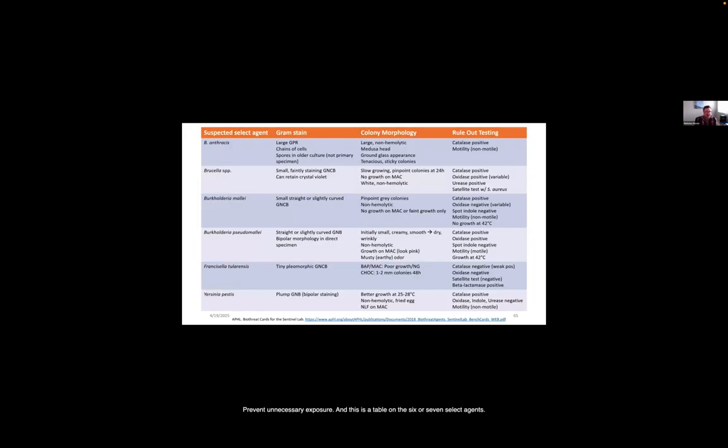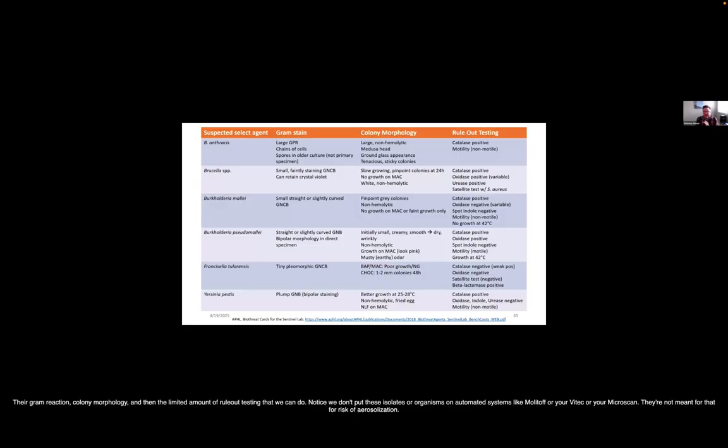And this is a table on the 6 or 7 select agents, their gram reaction, colony morphology, and then the limited amount of rule-out testing that we can do. Notice we don't put these isolates or organisms on automated systems like MALDI-TOF or your VITEK or your MicroScan. They're not meant for that, for risk of aerosolization.